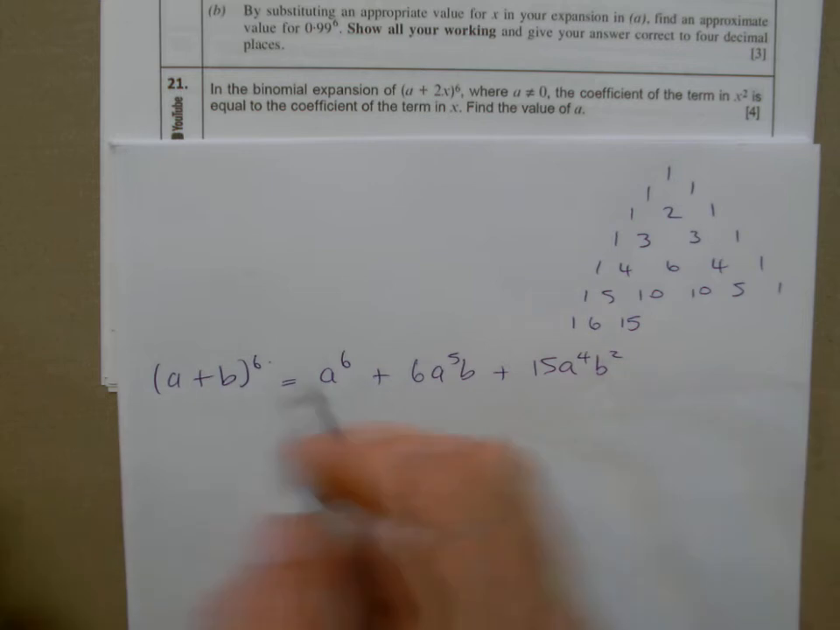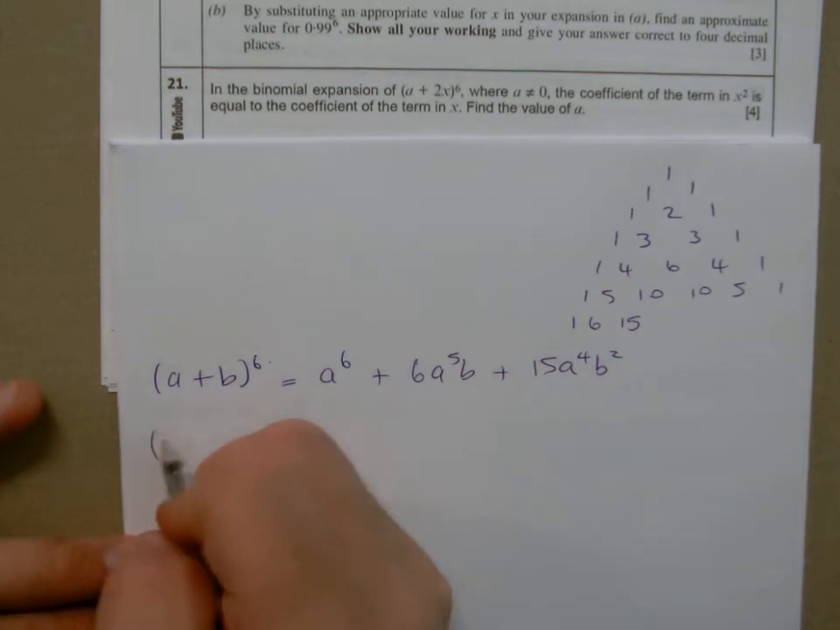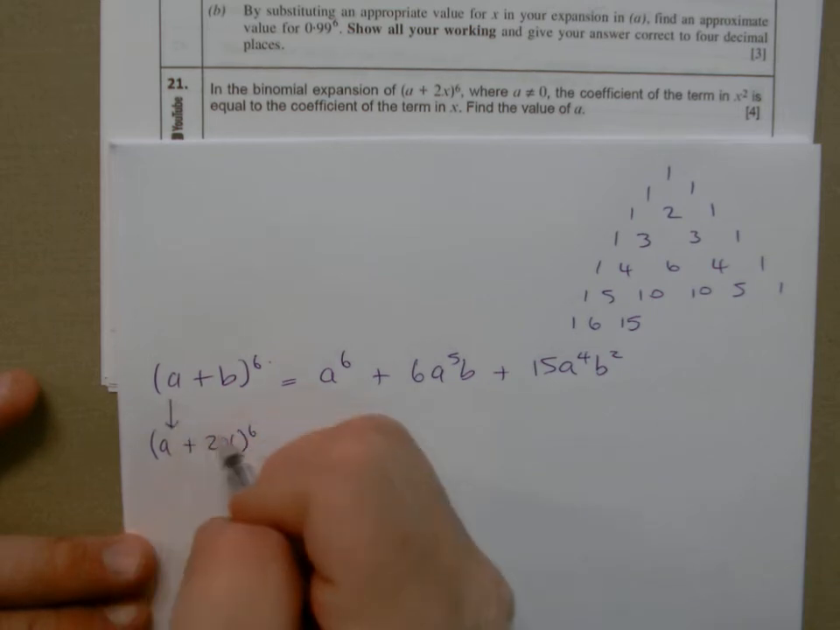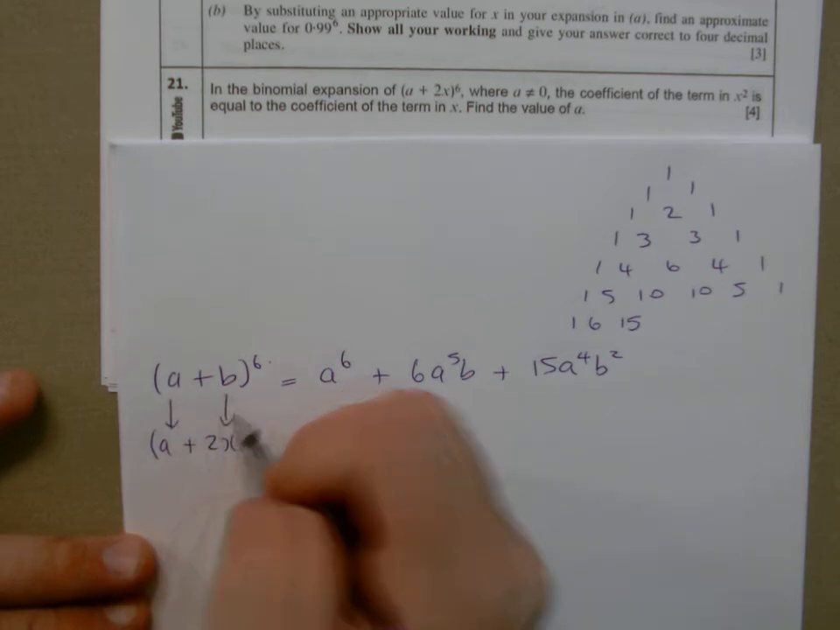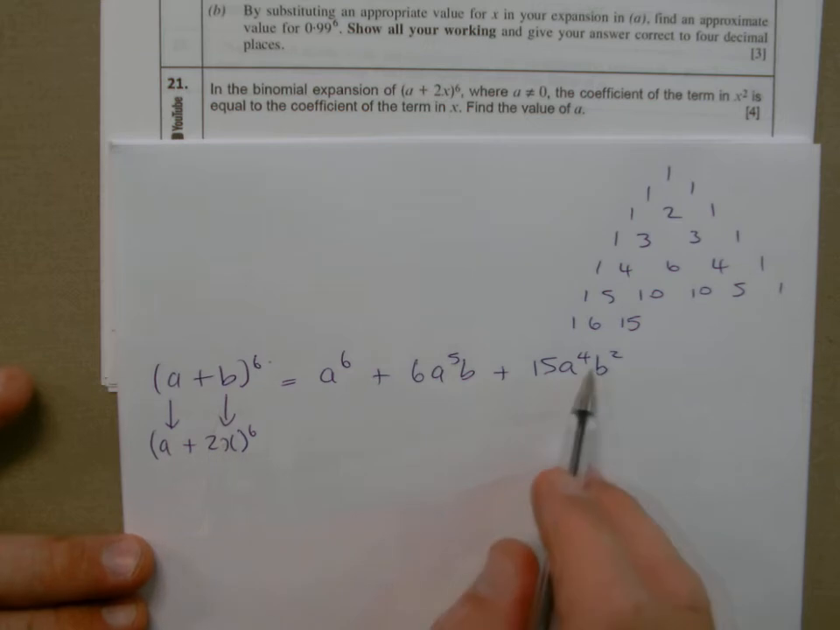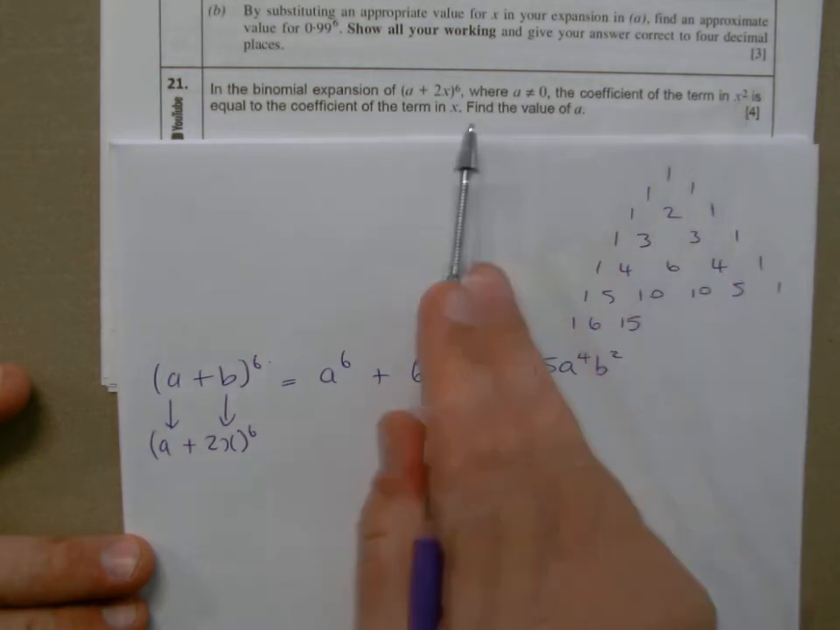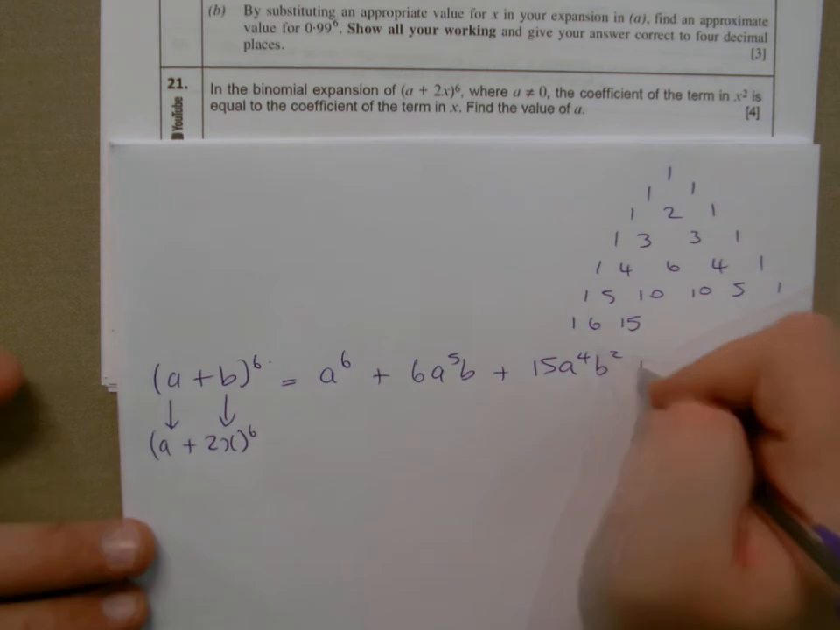Now I know we could stop there because in our substitution, a just stays as a, doesn't it? The b becomes 2x, and if b becomes 2x, when I square it, I'm going to get x squared, aren't I? Which is what they're comparing here. They're comparing x squared to the x term. So I don't need to go any more.